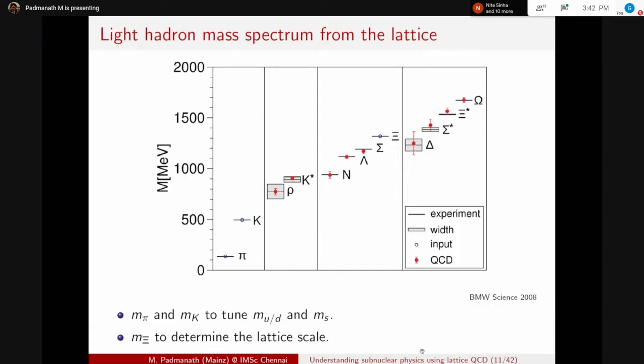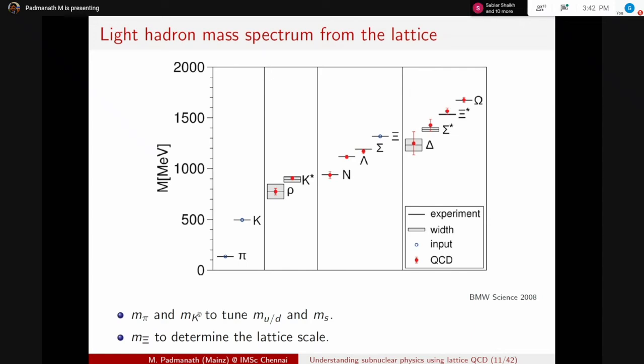Moving on to the spectrum, which is the part that I will be mainly talking about in the rest of my slides. This is a picture from a Science article from the BMW collaboration, where they have computed the light hadron masses, the ground state light hadron masses.